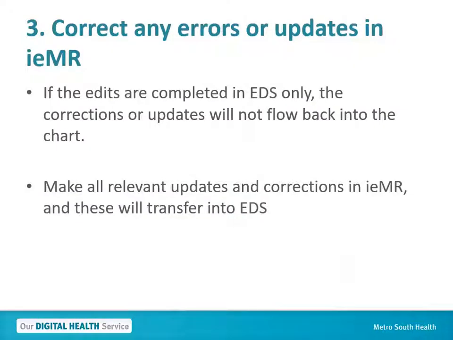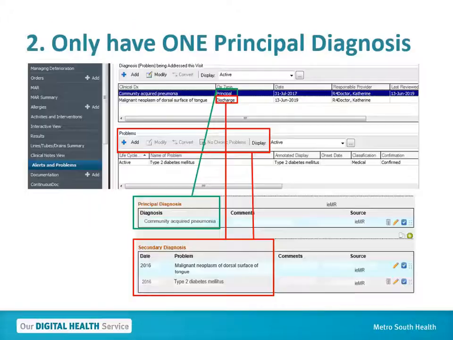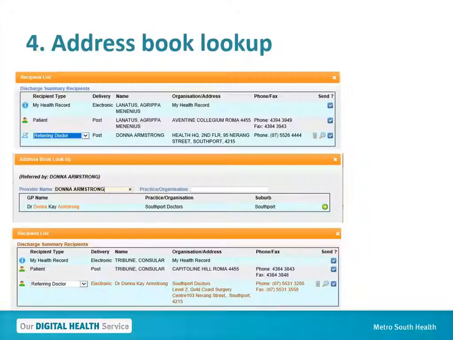Please correct any errors or make updates in the IMR. If edits are completed in EDS only, the corrections or the updates will not flow back into the patient's chart, so please make sure all relevant updates and corrections are made in the IMR, as these will then transfer into EDS. An example of this would be if you have two principal diagnoses for your patient, you'll need to come into IMR and modify the diagnosis from this screen here from alerts and problems, and then that will flow through into EDS. This will ensure that information is correct in both PowerChart and also in EDS.